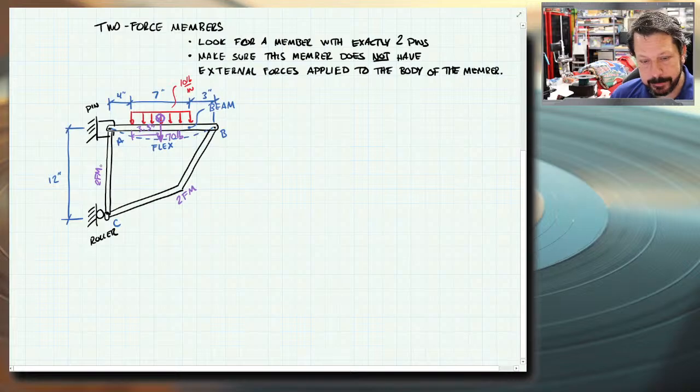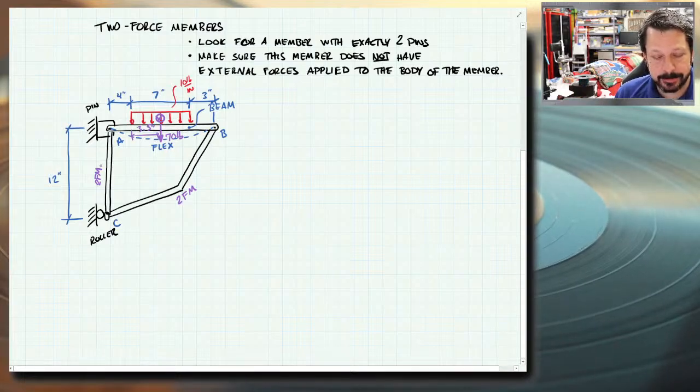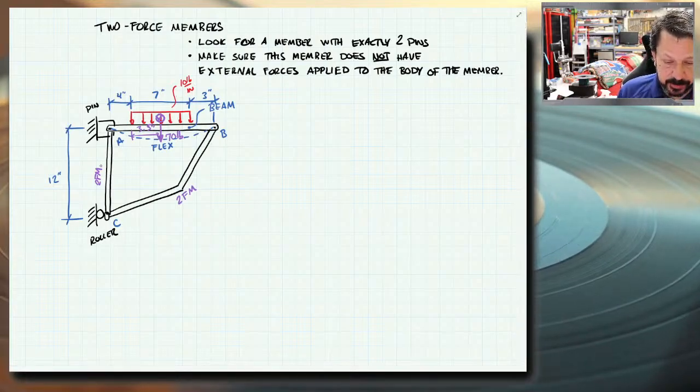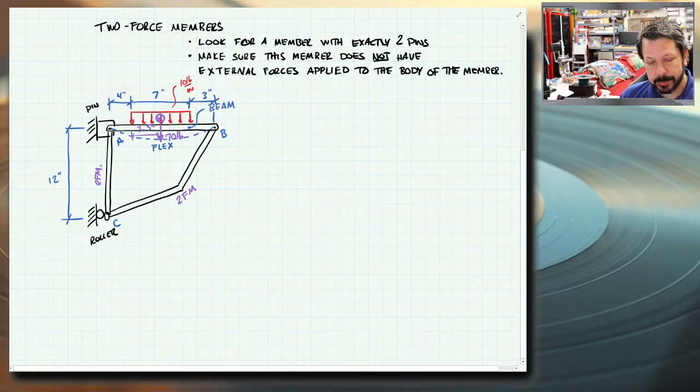Typically with a frame, maybe not a machine as much, but this is a frame because the way it's built, it can't really move relative to itself. None of these pieces are going to be able to change position, so it's not a machine. So when it's a frame, the typical thing you do first is find the external reactions.